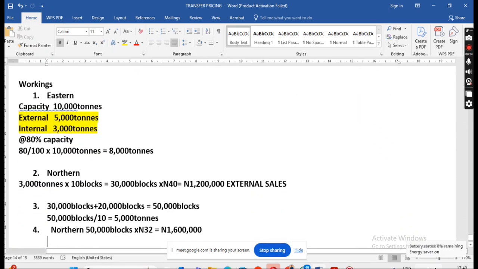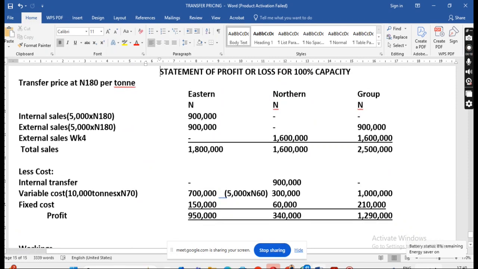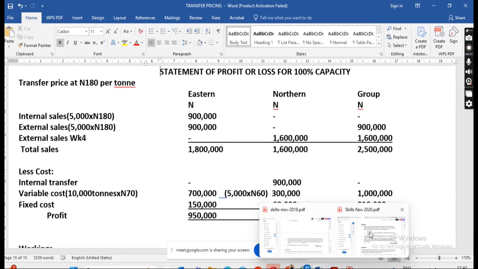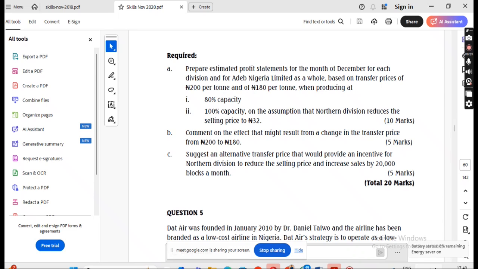So the next one is the workings. Can you see the workings? How we arrive at all these things. So what next? The final: suggest an alternative transfer price, right? What is the alternative transfer price that you want to suggest?